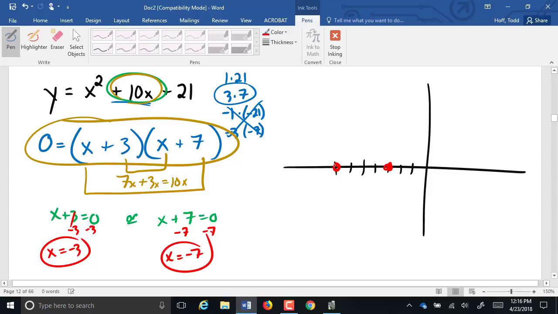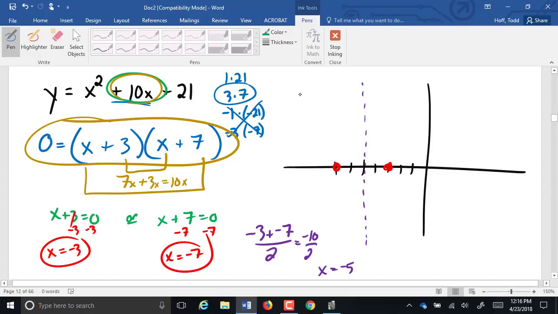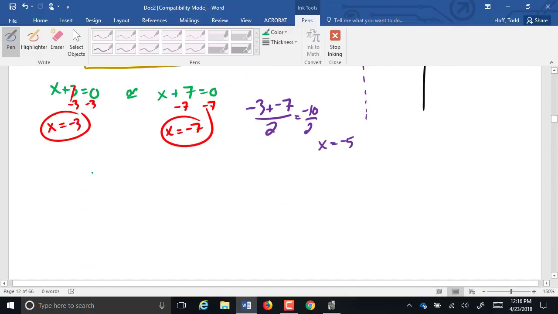Our axis of symmetry, again, is found by averaging those roots. Negative 3 plus negative 7 is negative 10. Divided by 2 is going to be a negative 5. So axis of symmetry is right here at negative 5. We define y. So y is going to be found by putting negative 5 in for x.